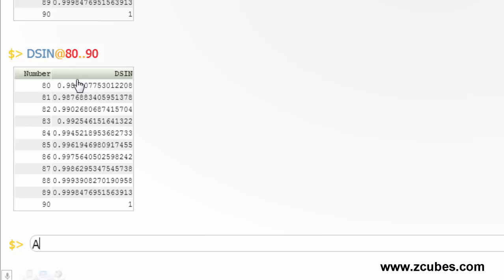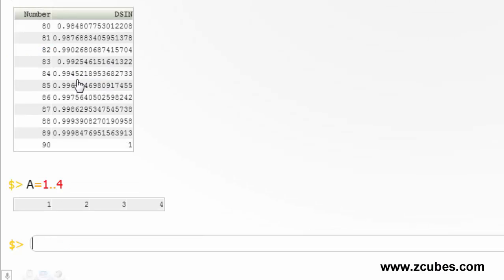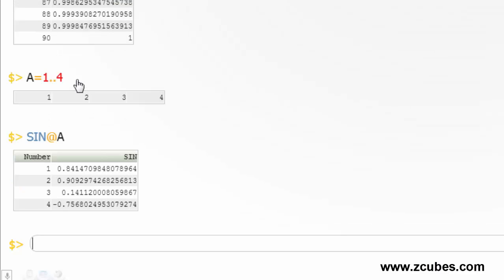Obviously, we could have used assigned variables as well, such as a is reassigned 1 through 4, and this time we could have said sine at a to get what? 1 through 4 radians sine values. So sine is computed for the radians 1 through 4. We could have said a at sine as well.